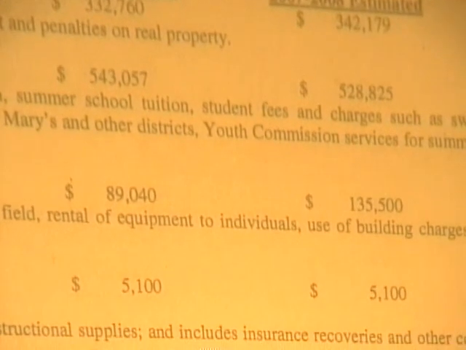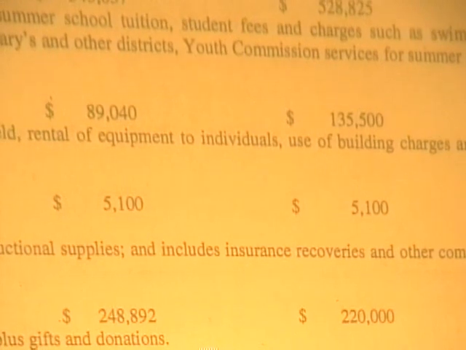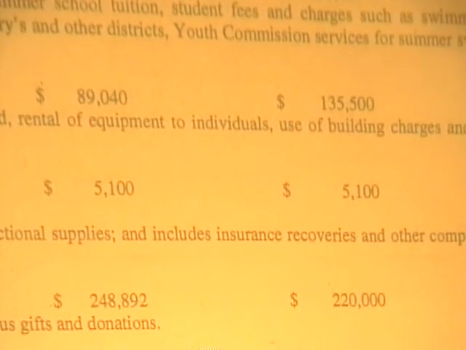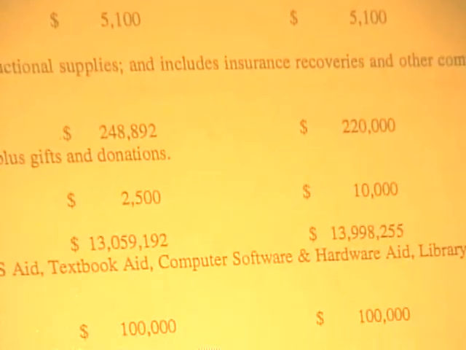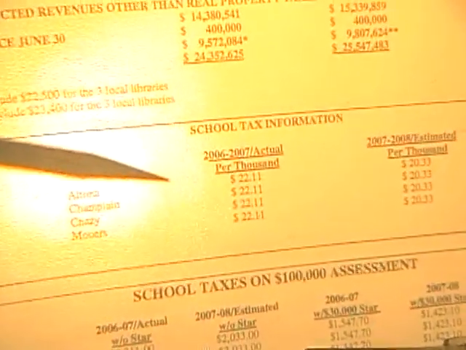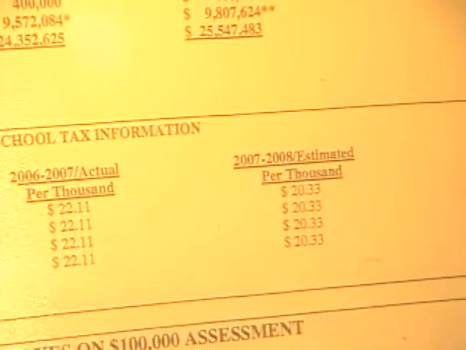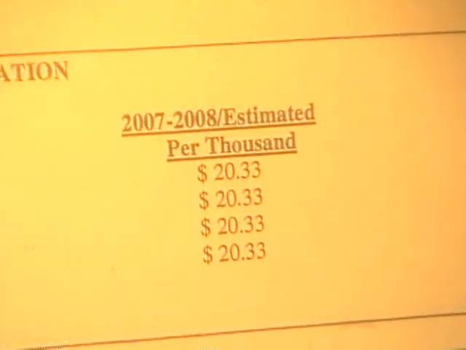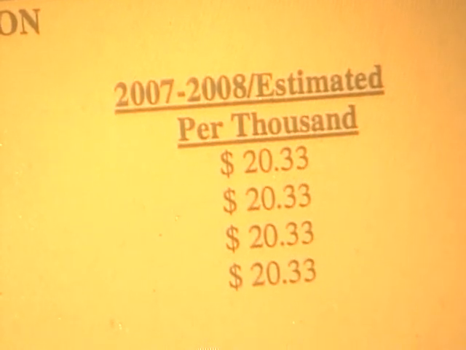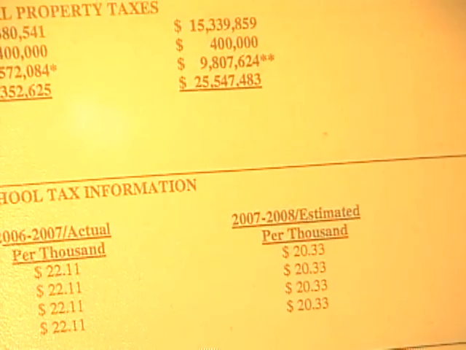So looking at the school tax information, we are going from $22.11 down to $20.33. There is one thing that I would like to point out, that when we look at the percent increase in our year, it is 4.9%.